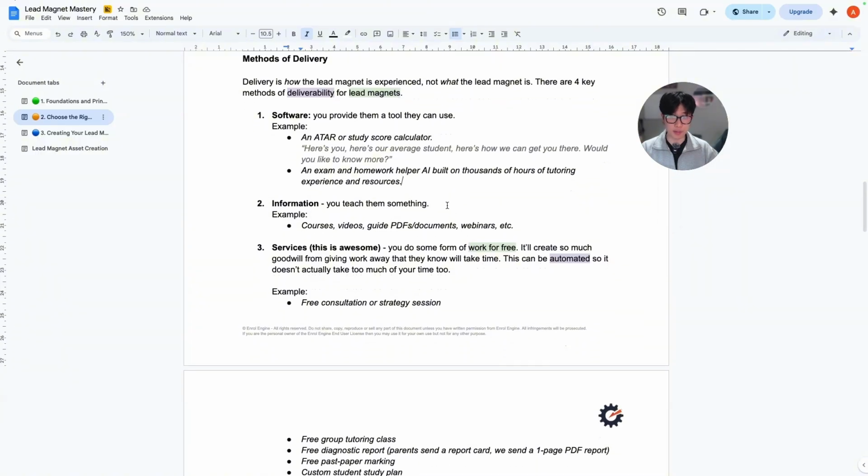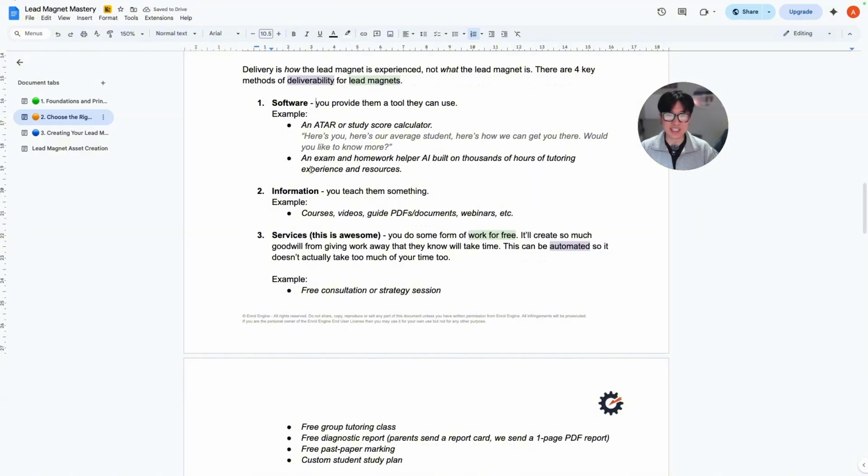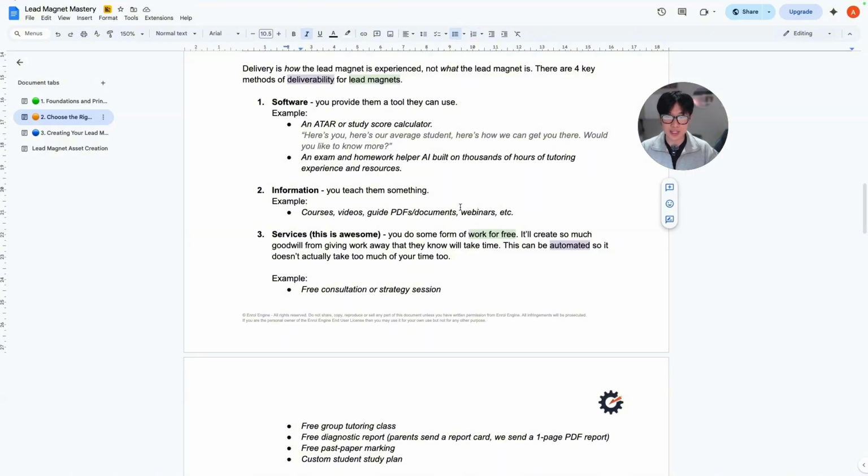The second is information, which is where you teach them something. I'm just going to change the formatting of this one here to match that. Cool. An example is courses, videos, guides, PDFs or documents, and webinars.